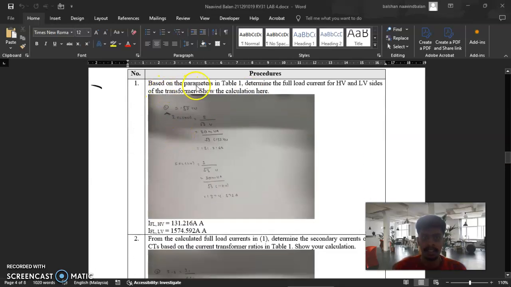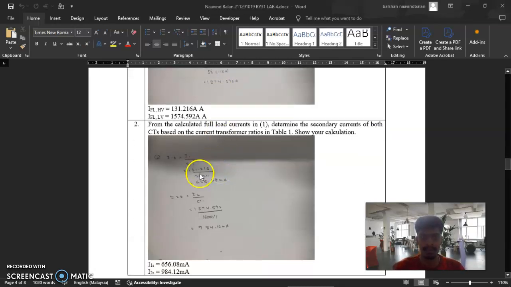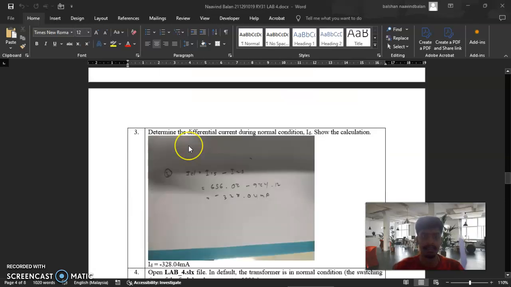Then, based on the parameters in Table 1, I determine the full load current for the HV and lower side of the transformer. In the calculation, I use the formula S equals 3 V I. So I will calculate the value of current for the high voltage side: I equals S over 3 V. So these are the formulas. I get the values. Same goes here for I1 over CT ratio 1, so I will get I1. These are the values.